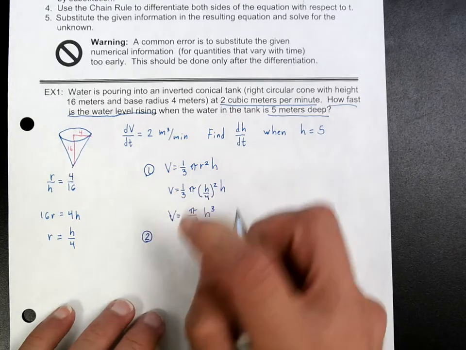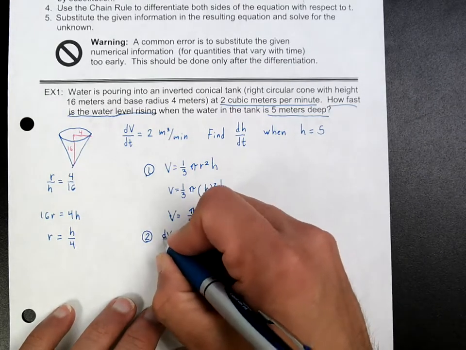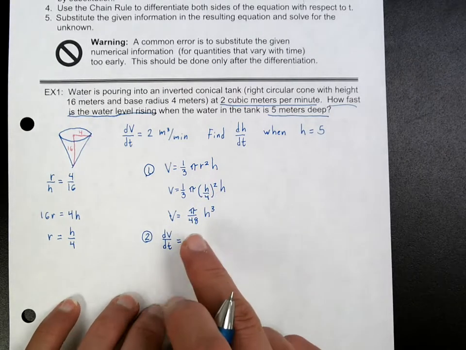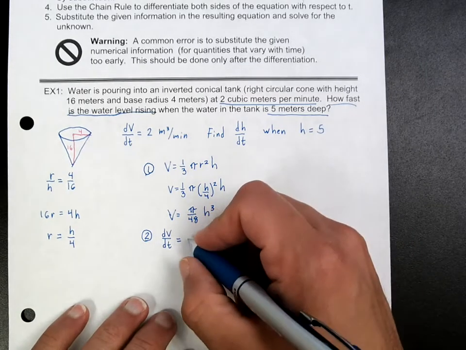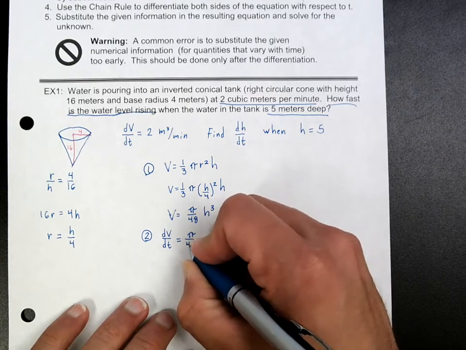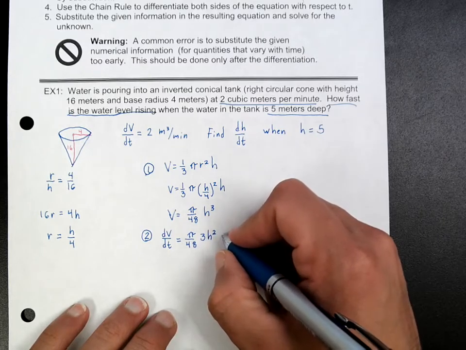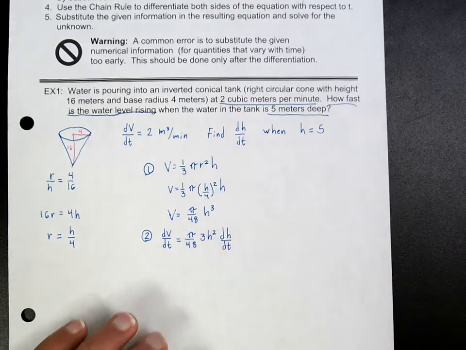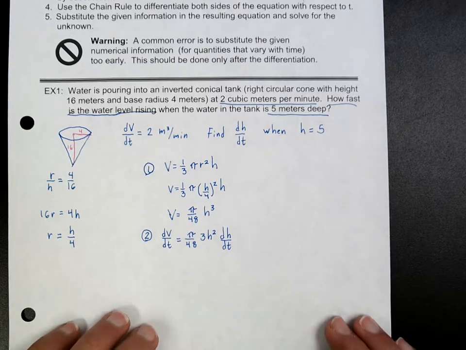then you're going to take the derivative. I'm going to take the derivative with respect to time of both of these things. So this is going to be dV/dt. Now I'm going to take the derivative of this, and this is also going to be a type of chain rule. So I would have pi over 48. The derivative of this is 3h squared times the derivative of h, which would be dh/dt. This is very similar to a chain rule, and if you don't understand why, you might want to go back and look at, I believe it was topic 36.